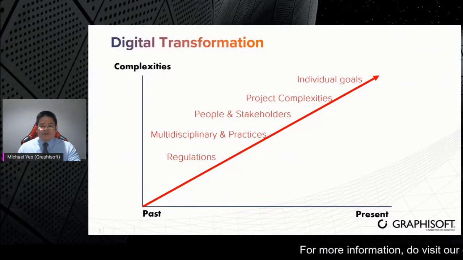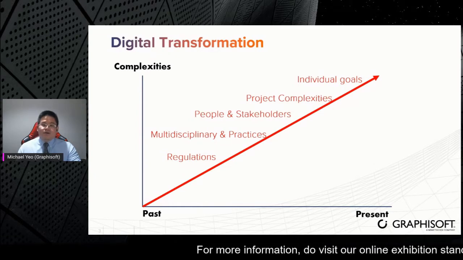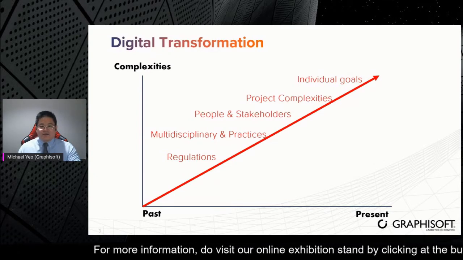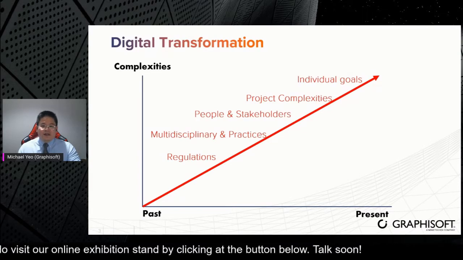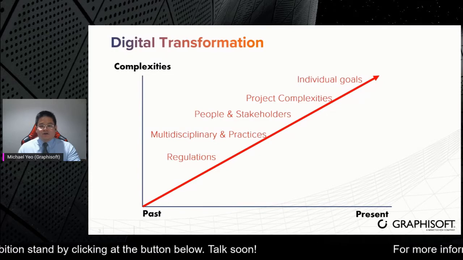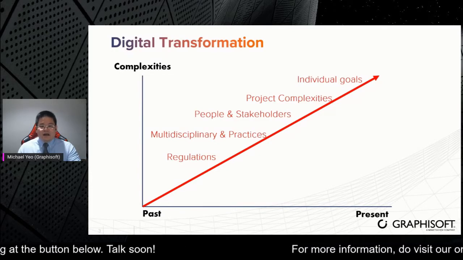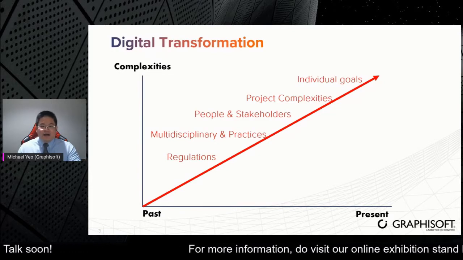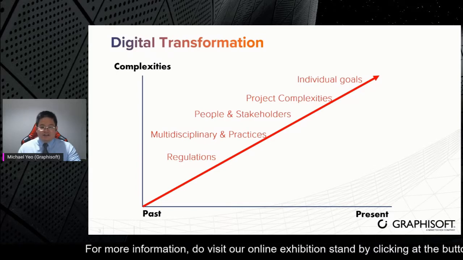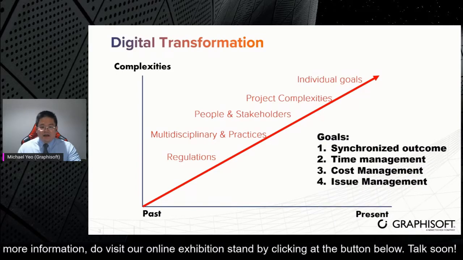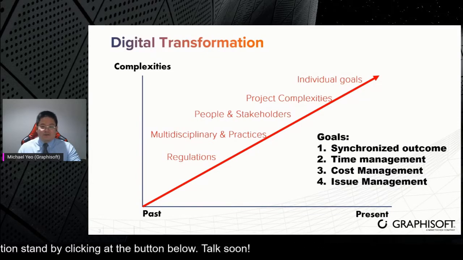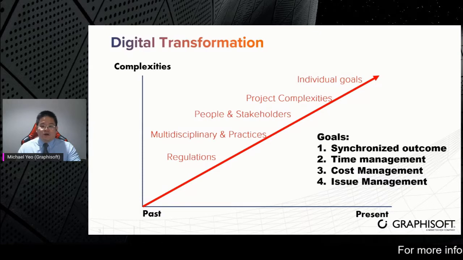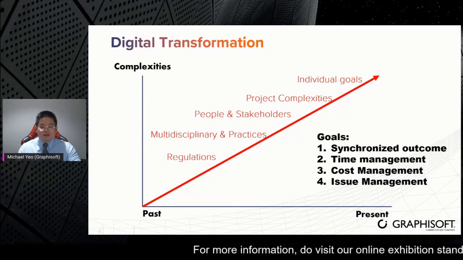AEC has evolved tremendously throughout the years. We are seeing increasing complexities from different aspects of measures. To remain competitive in these industries, how do they ensure their goals are synchronized? How do they collaborate? How do they solve the cross-functional issues? Ultimately, we need to have a platform to ensure every discipline is moving towards the same goal. Also, a platform enables us to apply superior time, cost, and issue management.